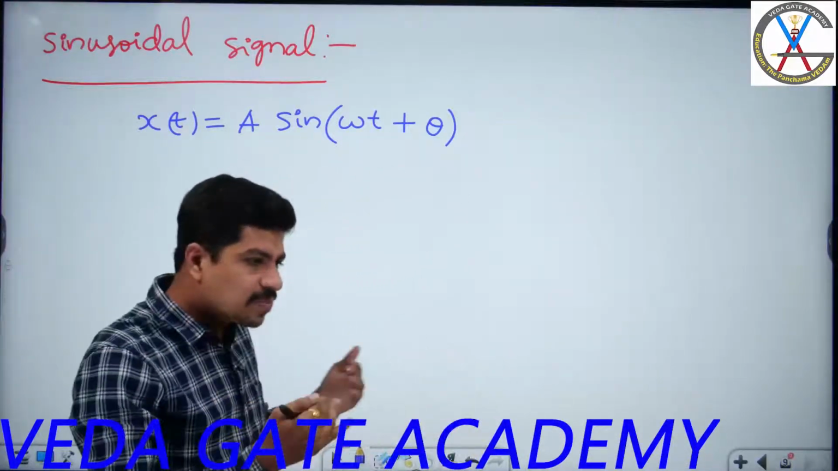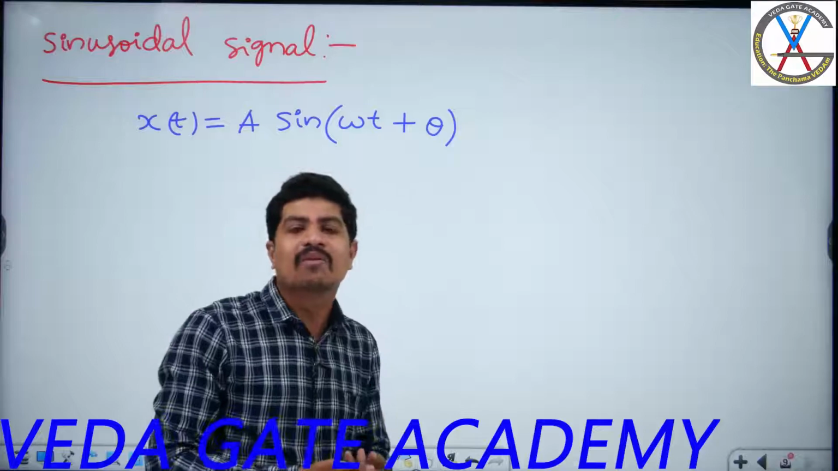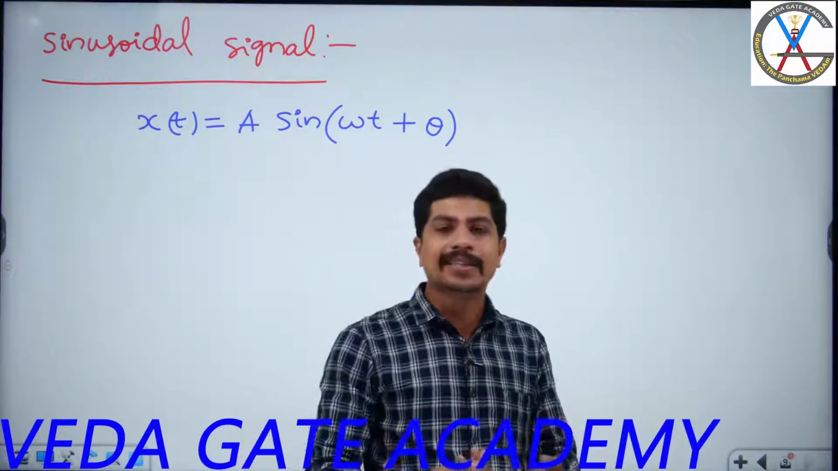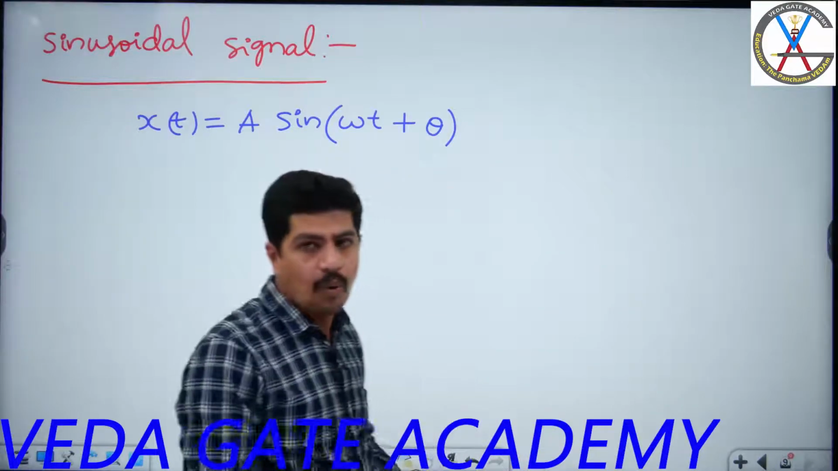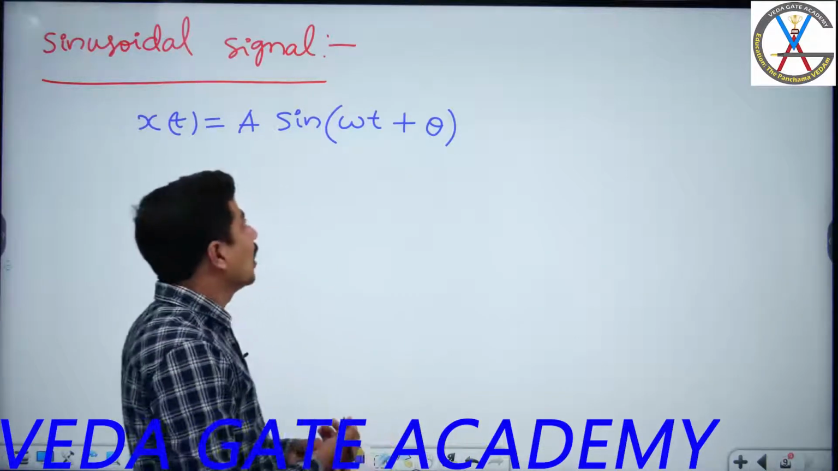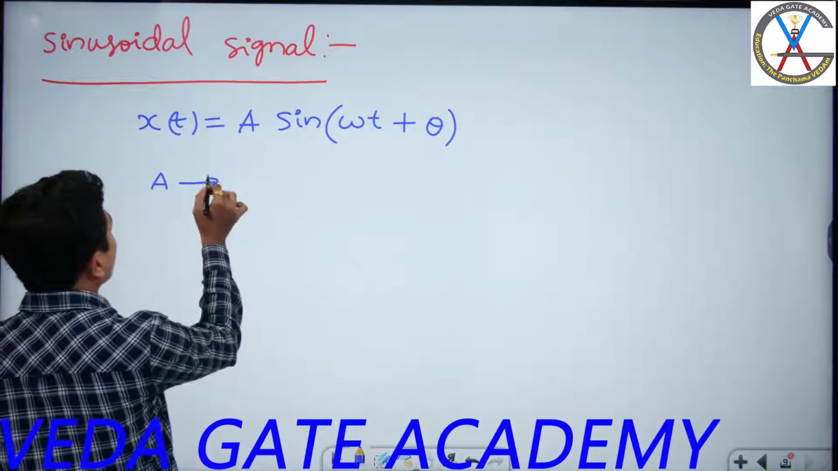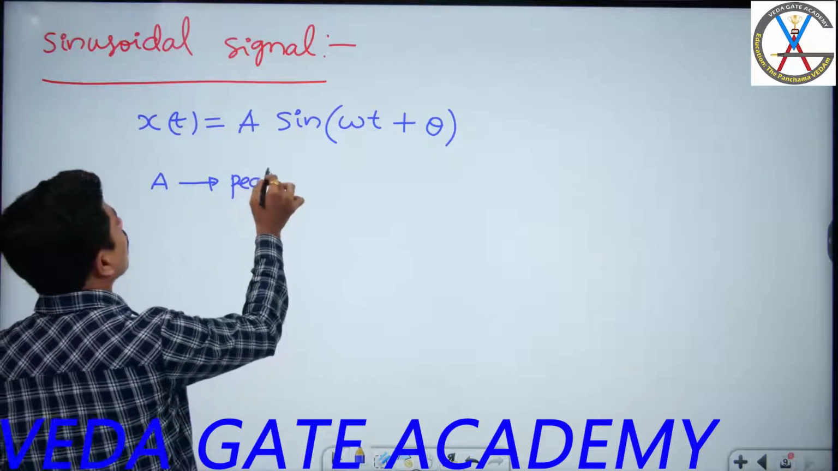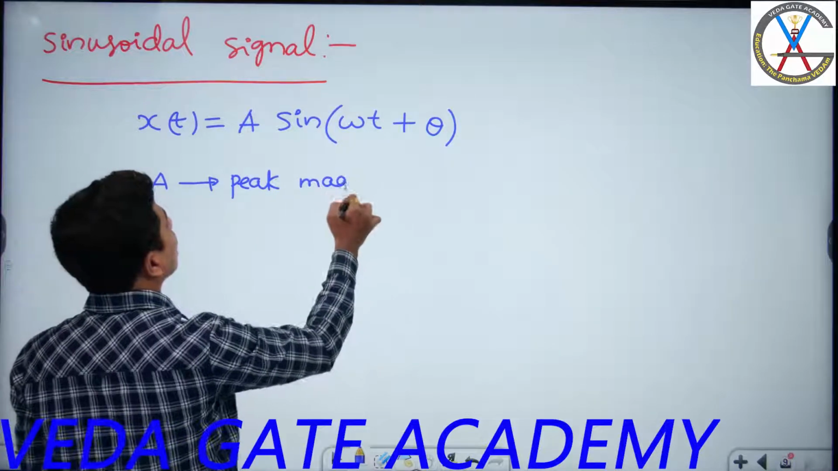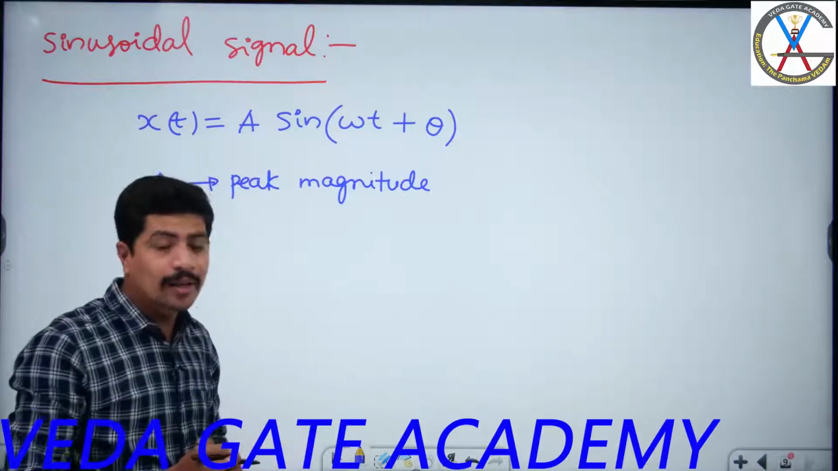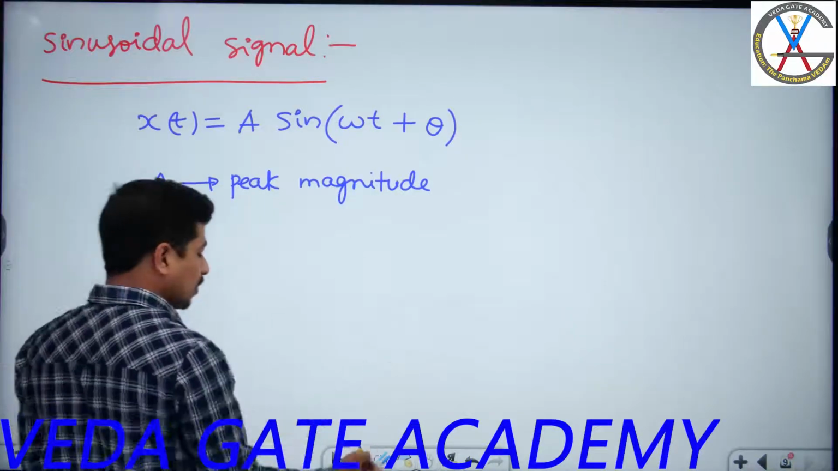What is the difference between sine and cos? Cos is the one which is advanced when compared to sine by 90 degrees. What does it mean by degrees also? I will tell you. Let me define one term. A is the peak magnitude of the given signal. Peak magnitude means the highest possible value.